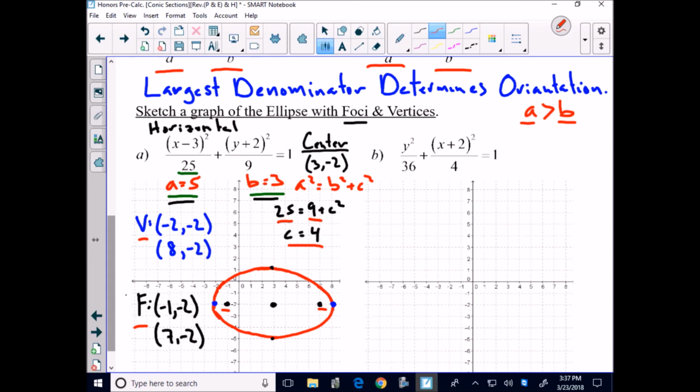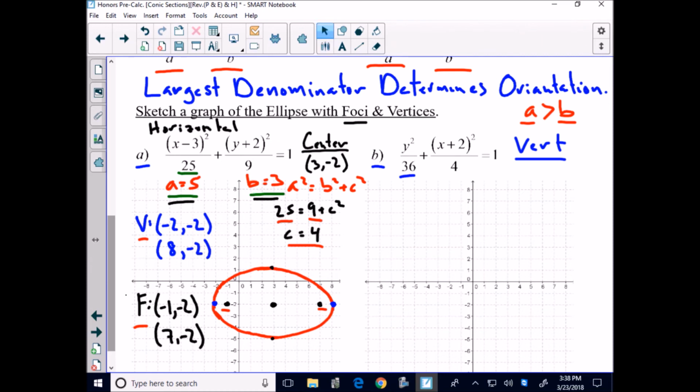All right, so let's take a look at this next equation. We can tell immediately that this is a vertically orientated ellipse, and we know this because the denominator of the y term is larger. So this is a vertically orientated ellipse, and we have an a value of 6 from our 36, which is a squared, and a b value of 2 from our 4, which is our b squared, right?